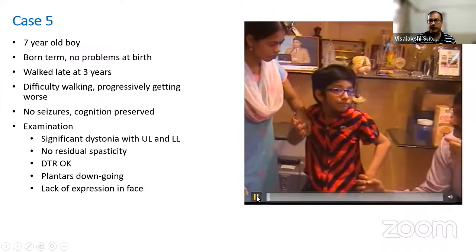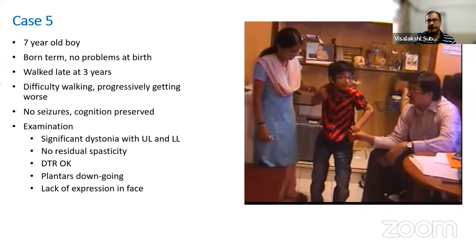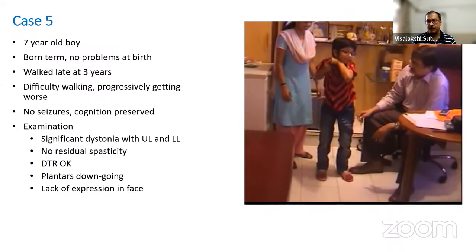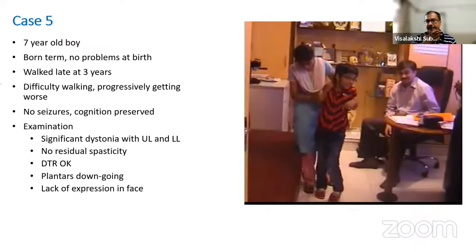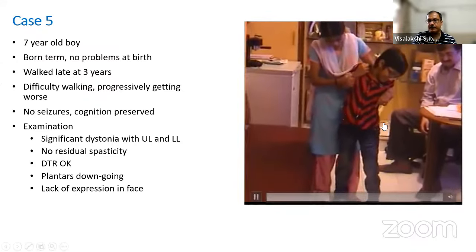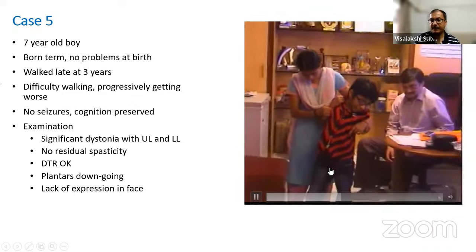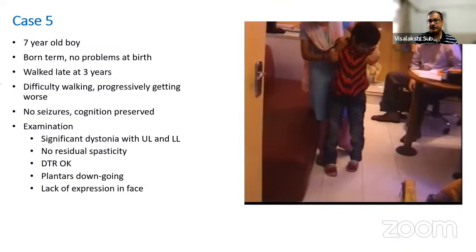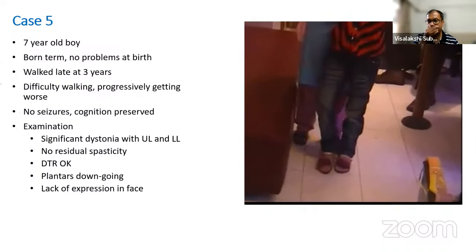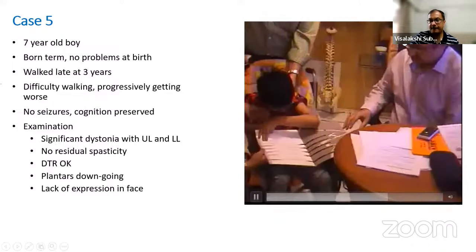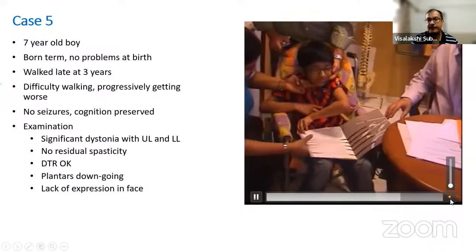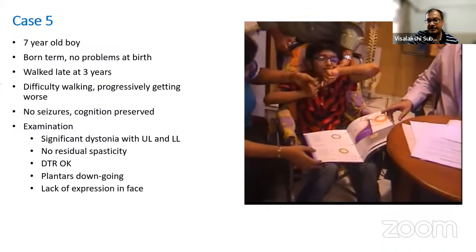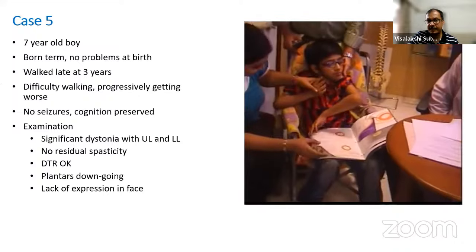And on examination, you can see how he has significant dystonia with upper limb and lower limb involved. There isn't a residual spasticity, reflexes are normal. But look at how his face lacks expression. So it takes very, very slow steps. So significant dystonia affecting his upper limbs. The face is very expressionless.